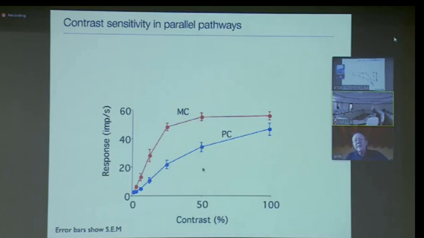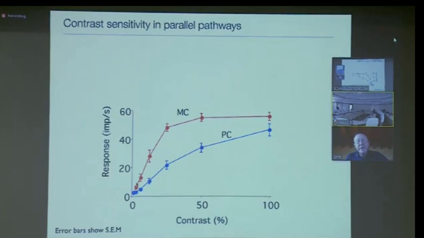So these cells are much more sensitive to contrast, but their response saturates at high contrast. If you wanted to tell the difference between 50% and 100% contrast, the magno cells wouldn't be much use to you, but parvo cells would, because they would respond differentially. If you were the brain, you could distinguish 50% from 100% using parvo cells, but not using magno cells. Likewise, you would be able to detect very low contrast using magno cells, but not using parvo cells, because they show very little response. So that's the way that we interpret neural responses.